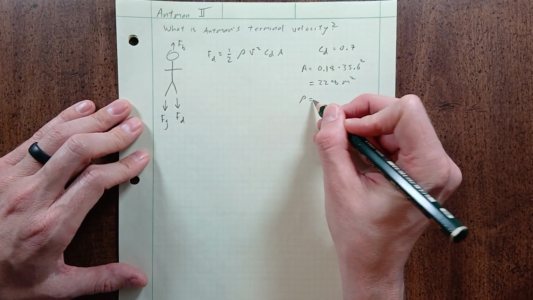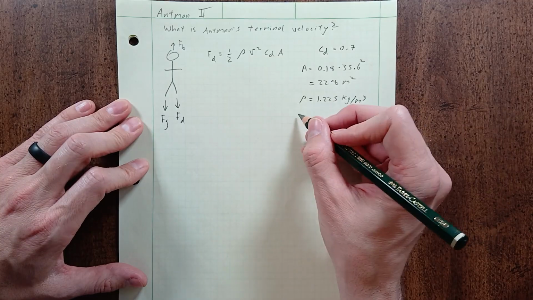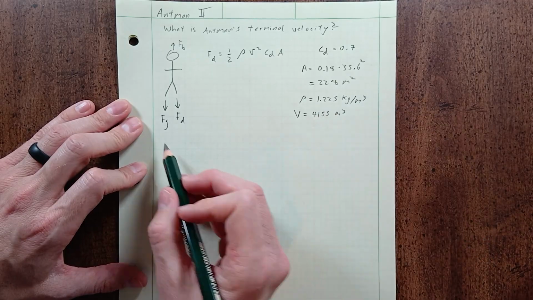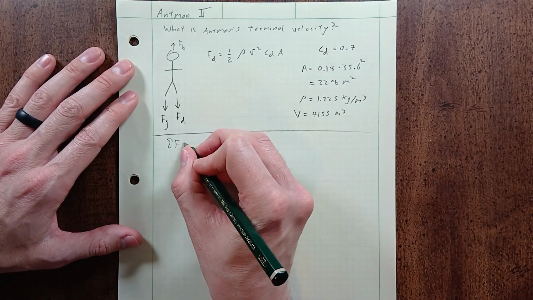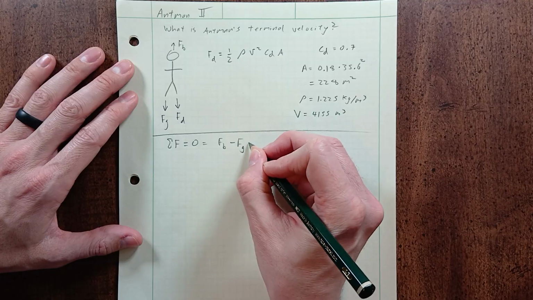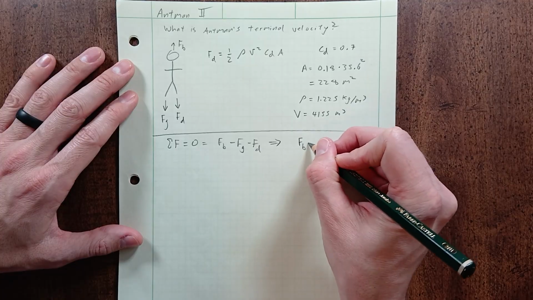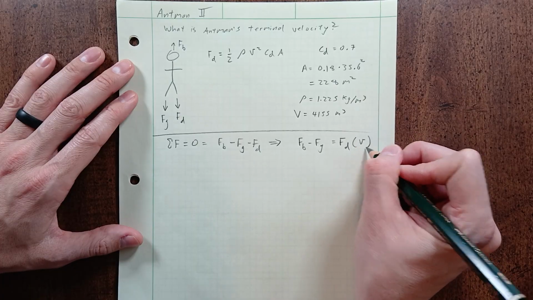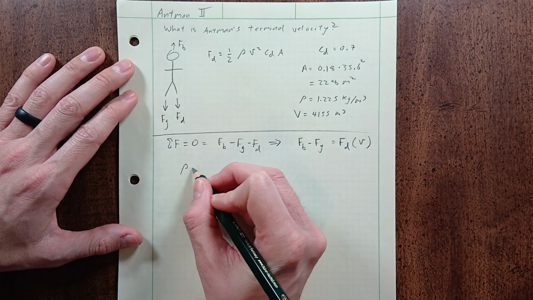We also have the density of air, and we have volume of 4,155 meters cubed. This is Antman's giant volume that we found in the previous video. The next step is summing the forces and setting them equal to 0. When the forces are equal to 0, there's no acceleration, and this is the definition of terminal velocity. We want the force due to drag isolated on the right side, because this is the only term that has velocity.